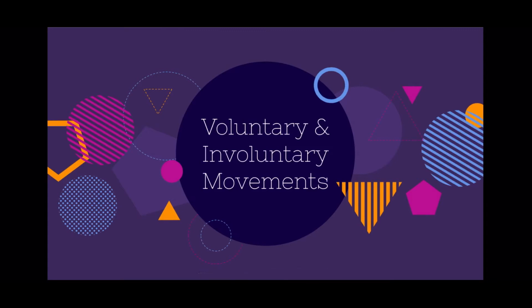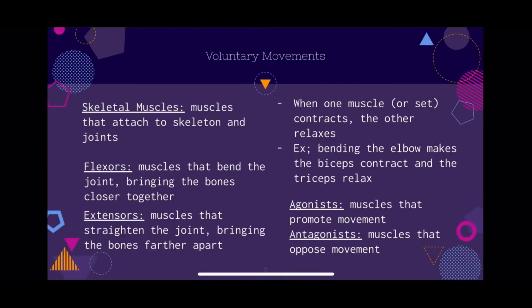Voluntary and involuntary movements. First, we're going to talk about voluntary movements. A term you need to know is skeletal muscles. Skeletal muscles are the muscles that attach to the skeleton and the joints. There are two ways to categorize the muscles. They're either flexors, which are the muscles that bend the joint, bringing the bones closer together, or extensors, which are the muscles that straighten the joint and bring the bones farther apart.